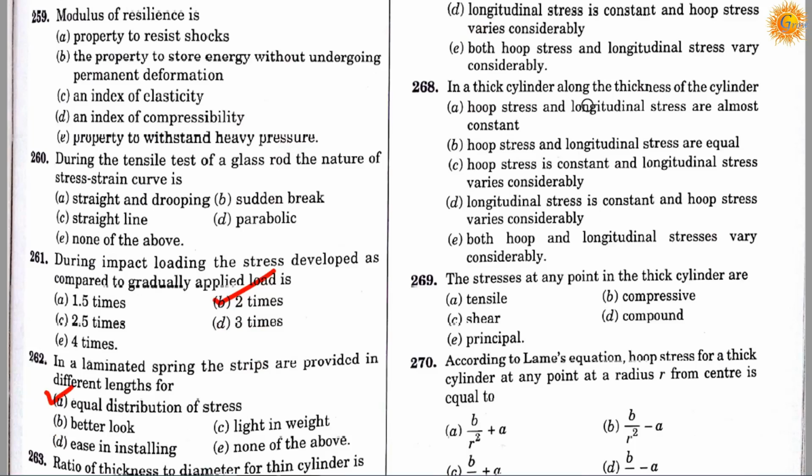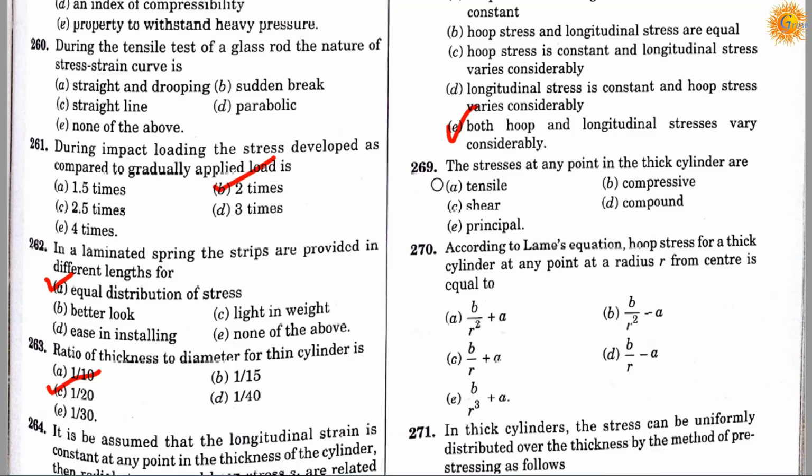Question number 268. In a thick cylinder, along the thickness of the cylinder: option A, hoop stress and longitudinal stress are almost constant; option B, hoop stress and longitudinal stress are equal; option C, hoop stress is constant and longitudinal stress varies considerably; option D, longitudinal stress is constant and hoop stress varies considerably; option E, both hoop and longitudinal stress vary considerably. Correct answer is E, both hoop and longitudinal stress vary considerably.